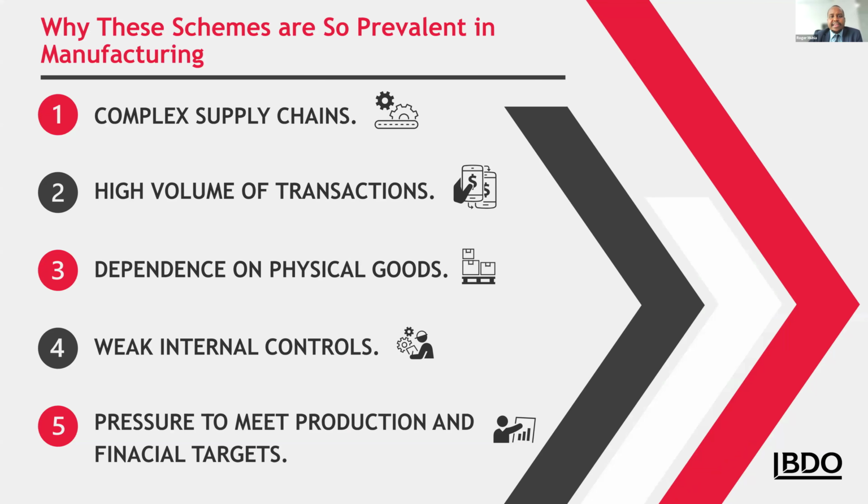Now let's look at why these particular schemes that we've looked at, corruption, billing schemes, and theft of non-cash assets, are so prevalent in the manufacturing industry. There are 5 main reasons, starting with the complex supply chains. So manufacturing usually involves very intricate and global supply chains, which includes multiple vendors, suppliers, and contractors that are spread usually across different regions. This complexity will create opportunities for fraudsters to exploit gaps in oversight and gain, personally.